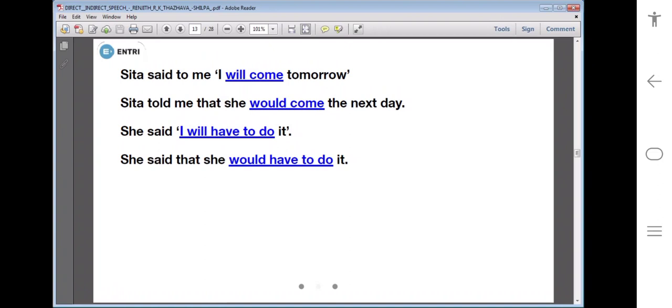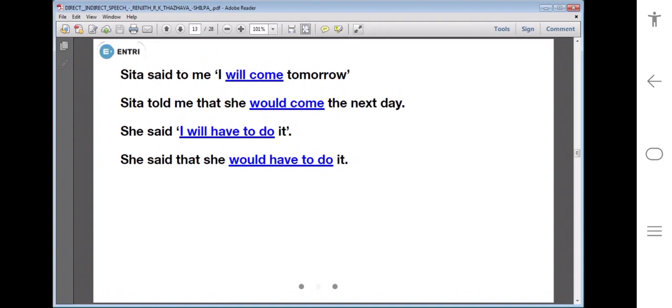In the same way, past simple will become past perfect. You remember that present perfect and past simple tense will become past perfect tense while making indirect speech. Past continuous will become past perfect continuous tense, and past perfect tense doesn't change, it remains the same. Past perfect tense will remain only past perfect. In the same way, past perfect continuous tense of direct speech will remain the same only.